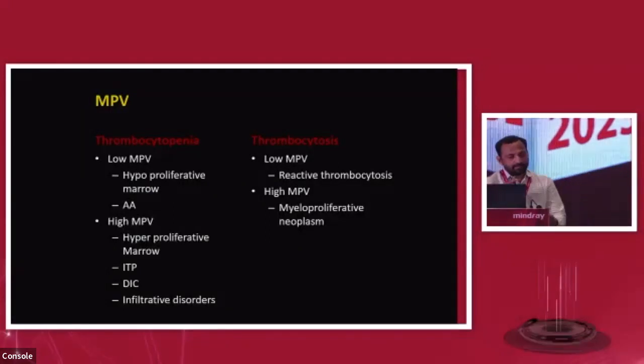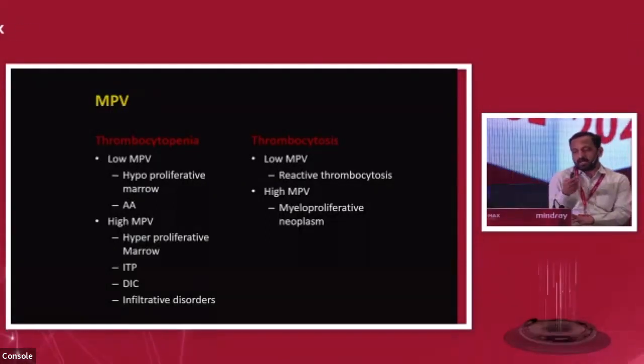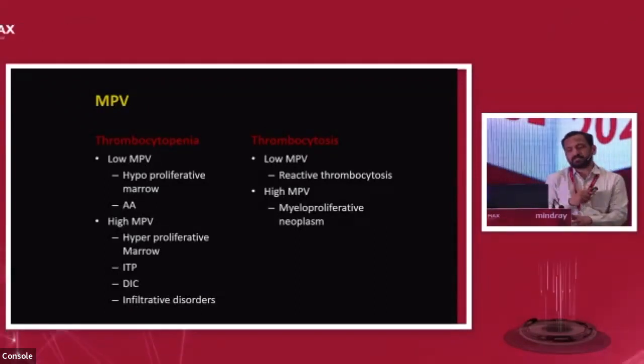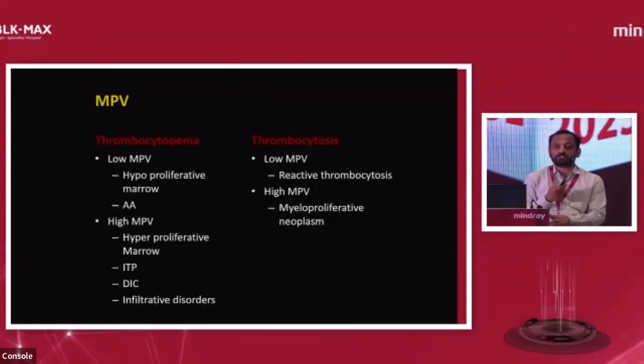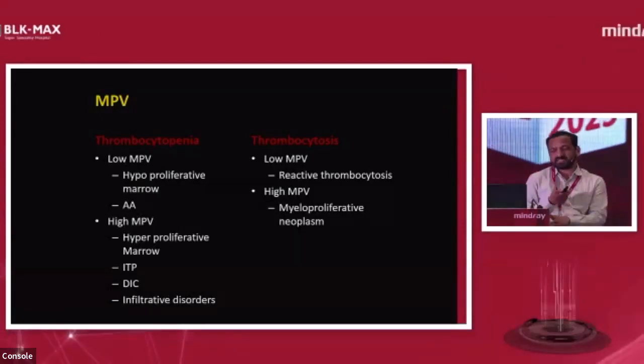And this MPV, which is generated, is most of the time useful in different conditions. In thrombocytopenic patients, if you get a low MPV, then most of the time you are dealing with a hypoproliferative marrow like aplastic anemia.